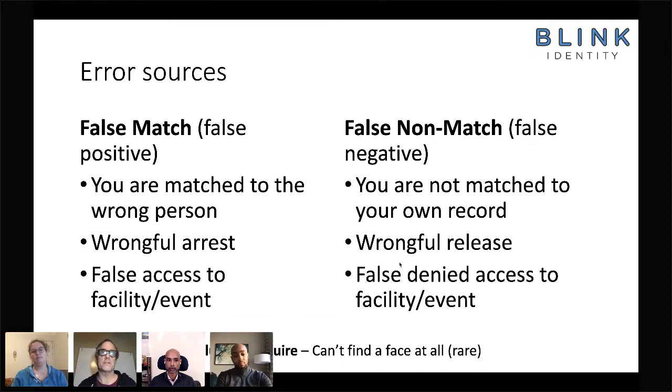So all of these things are errors that these kinds of systems can have that we need to measure to understand demographic bias. There's a third type of error that we run into that is kind of a footnote to all of this, and we would call this a failure to acquire, which means we can't find a face in a scene at all. That's usually because the camera is misconfigured, or there's a really bad lighting situation, but it's really a different type of error than the other two that we're talking about.